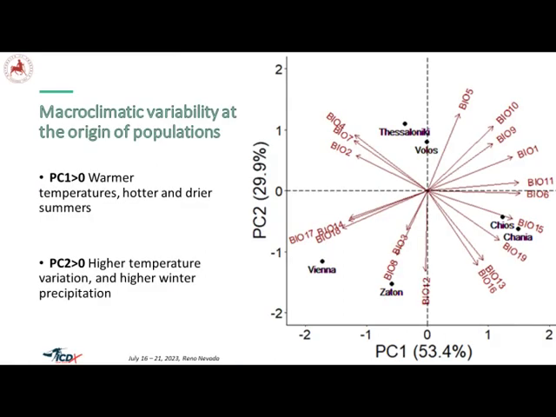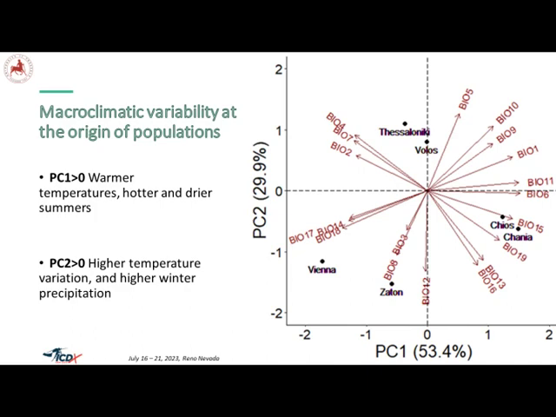First we tried to analyze the climatic indices. We used 90 climatic indices, and we followed this PCA analysis to group the different areas. So we have some nice grouping here in this graph, as you can see. First we have the 2 islands, Chios and Chania. This is Crete. Then we have Vienna and Zadon, the northern populations. And here are the more continental Greek populations from Volos and Thessaloniki.